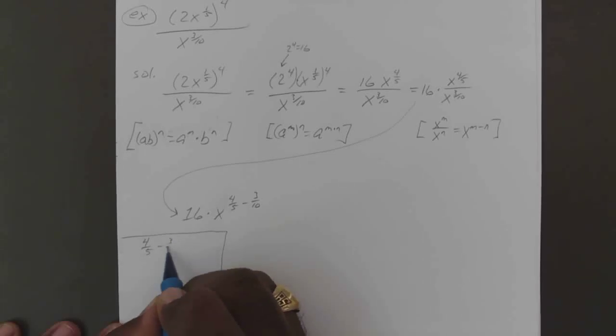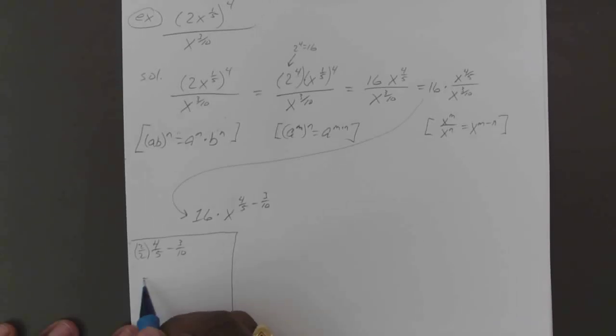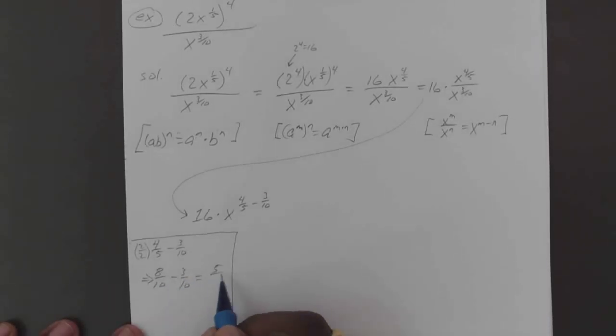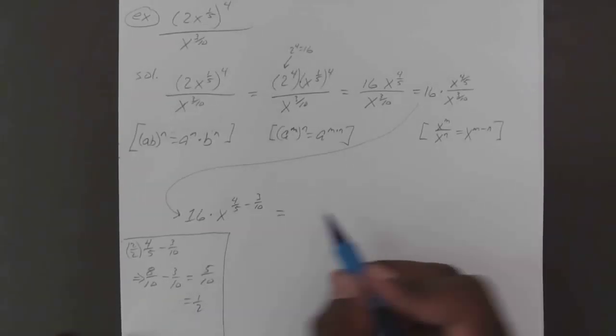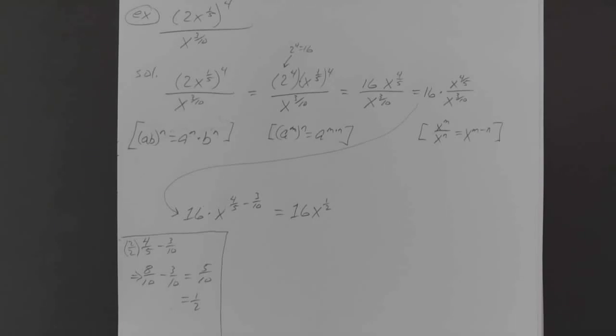So 4/5 minus 3/10. We know if we multiply that by 2 over 2, we have 8/10 minus 3/10 is 5/10, which is 1/2. So this actually becomes 16 x to the 1/2 power. All right, so any questions on that one?